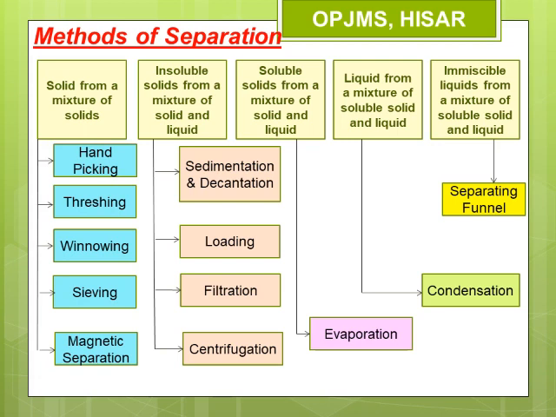As you can see in this flow chart, there are different types of mixtures, like mixtures of two solids, mixture of an insoluble solid in a liquid, mixture of a soluble solid in a liquid, mixture of two liquids, mixture of two immiscible liquids. In all these types of mixtures, different techniques are employed. For example, when the mixture is of two solids, the different techniques that can be employed are hand picking, threshing, winnowing, sieving, and magnetic separation.